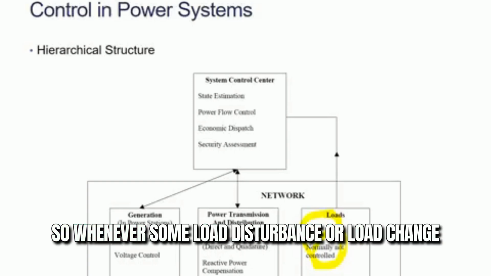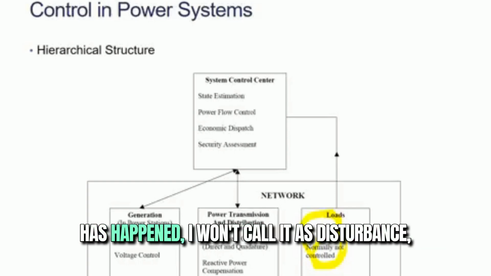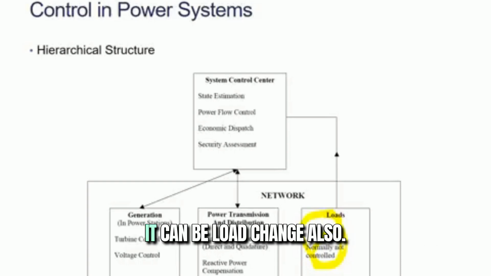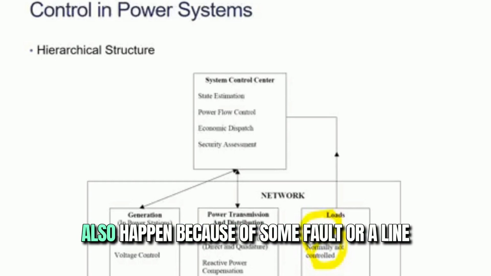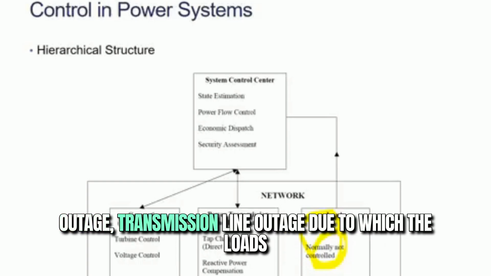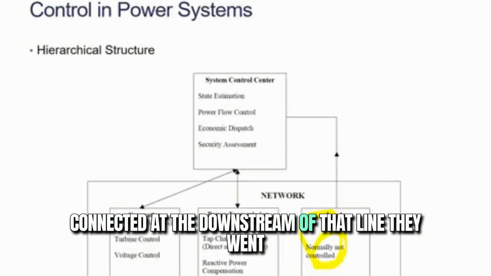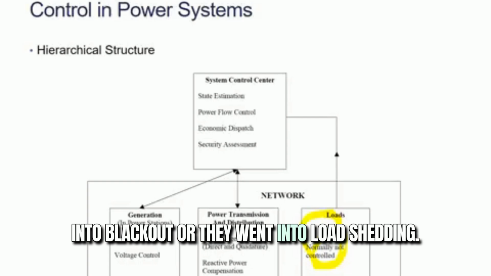So whenever some load disturbance or load change has happened, I won't call it a disturbance, it can be a load change also. This can also happen because of some fault or a transmission line outage, due to which the loads connected downstream of that line went into blackout or load shedding.